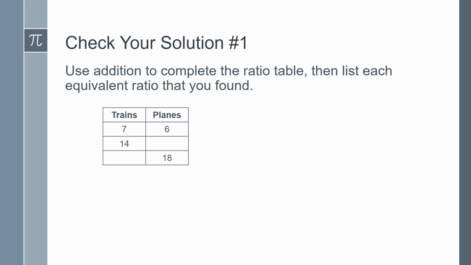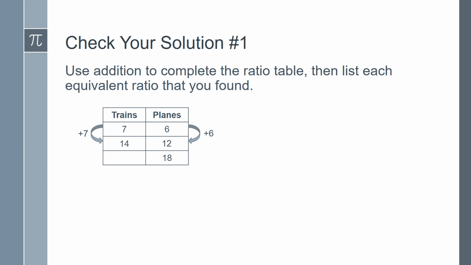In this problem, we started with 7 trains to 6 planes. To move from 7 to 14 using addition, we need to add 7 to the left-hand side. In order to keep the ratio the same, we need to add 6 planes to the right-hand side. 6 plus 6 is 12, so our new ratio is 14 to 12.